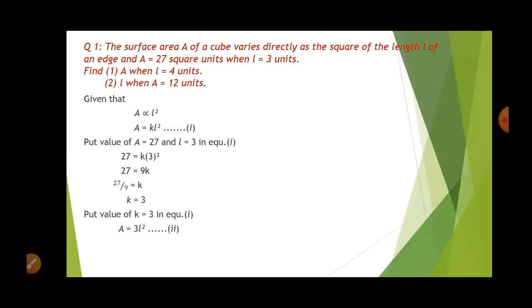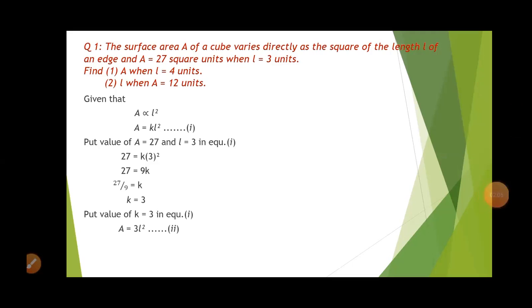Before finding the value of A and L, we have to find the value of K. So put the value of A is equal to 27 and L is equal to 3 in equation 1 to find the value of K. 27 is equal to K into 3 raised to power 2. 27 is equal to 9K. 9 will be shifted to left hand side. 9 ones are 9 and 9 threes are 27. So the value of K will be 3.